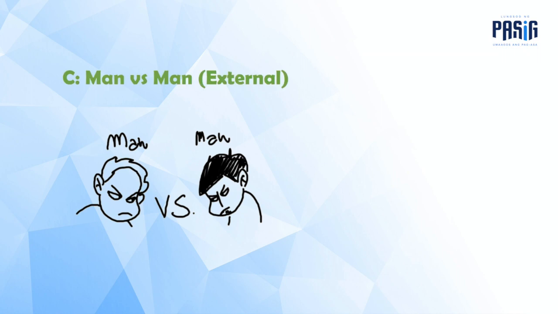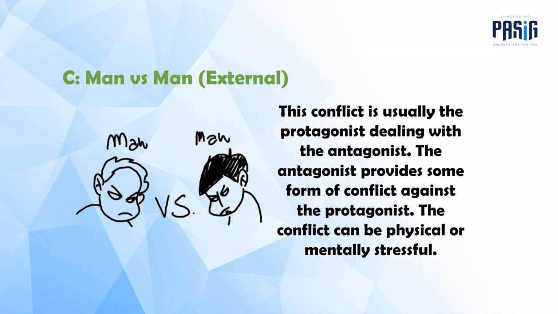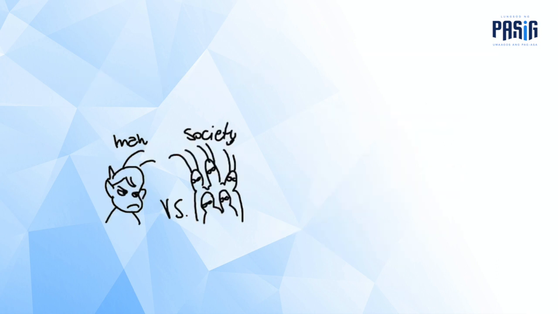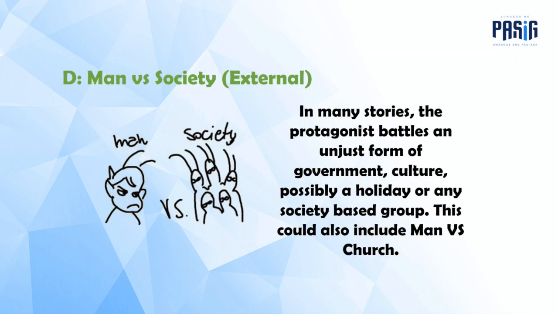For letter C, we have man versus man, which is external. This conflict is usually the protagonist dealing with the antagonist. The antagonist provides some form of conflict against the protagonist. The conflict can be physical or mentally stressful. And for letter D, we have man versus society, which is also external. In many stories, the protagonist battles an unjust form of government, culture, possibly a holiday or any society-based group. This could also include man versus church.